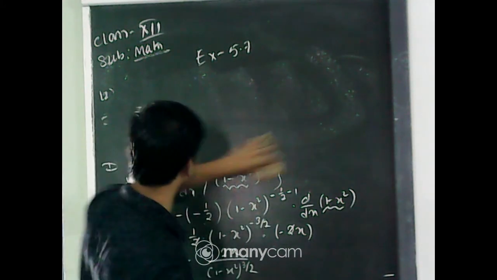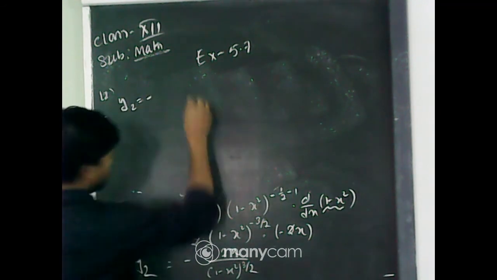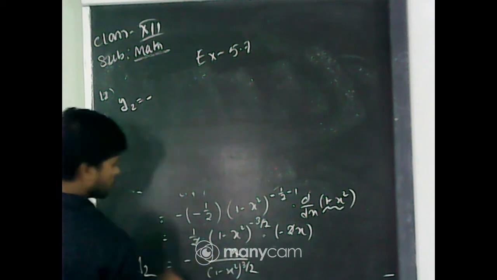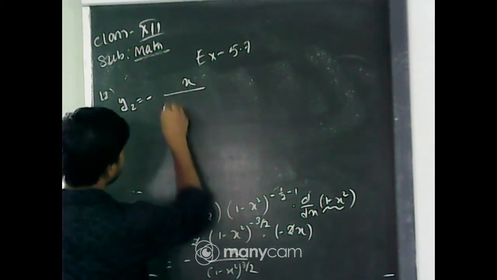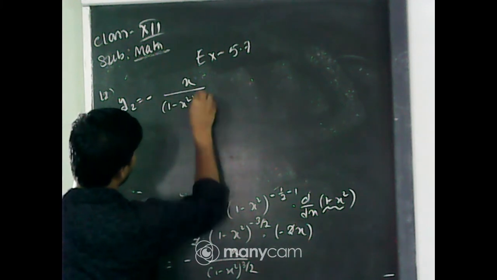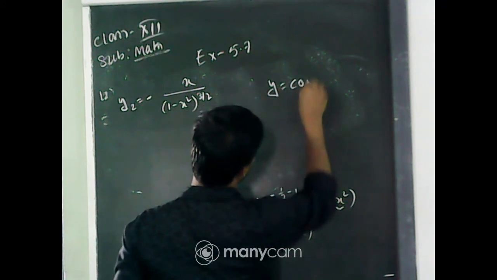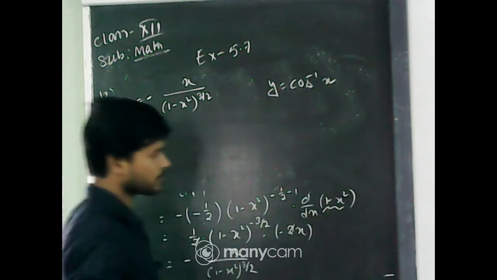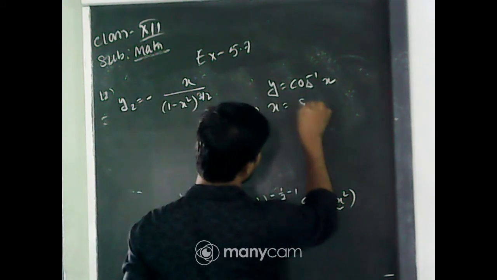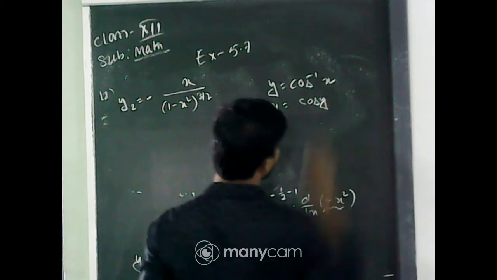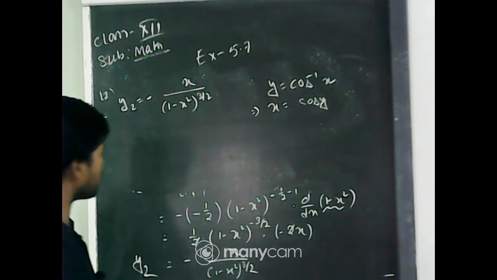Now finally we have that y2 is equal to minus, not 2, the 2 and 2 are already cancelled. So x by (1 minus x square) whole to the power 3 by 2. Now look, it is given that y equals cos inverse of x. That means x will be cos y. If y equal to cos inverse x, then x will be cos y.